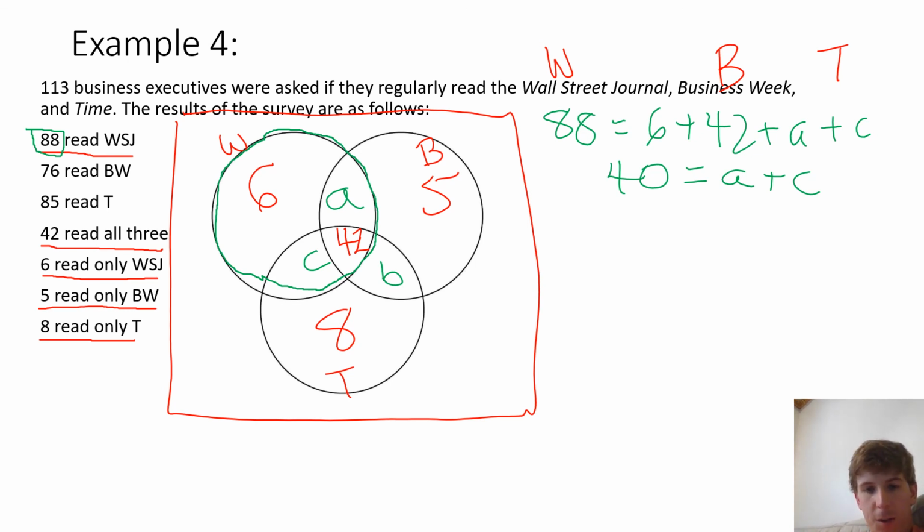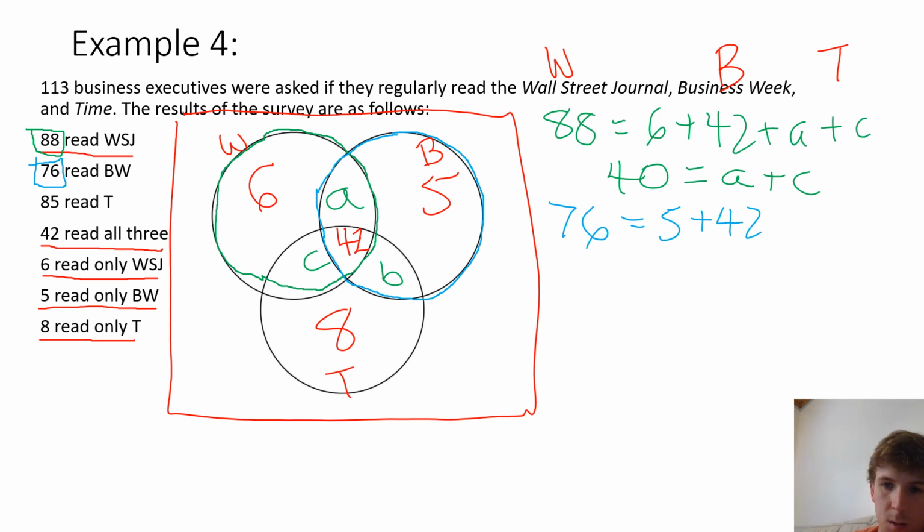By the same logic, I can do the same thing with the Business Week one. I know that 76 read Business Week. So that's the whole set B, representing this blue circle. Setting that up, it'd be 76 equals 5 plus 42 plus A plus B. So 76 minus 47, we'd have 29 equals A plus B.